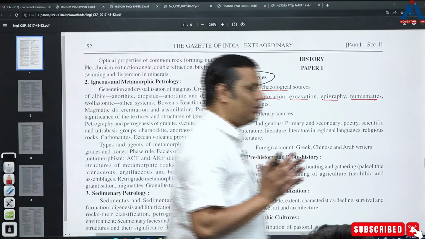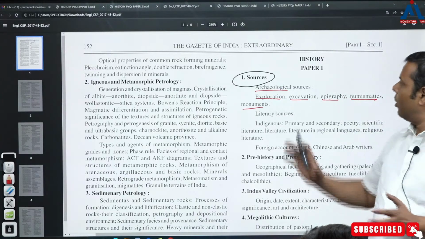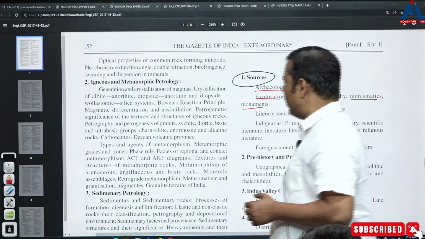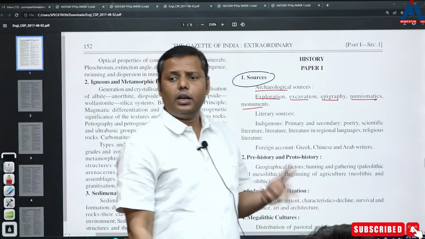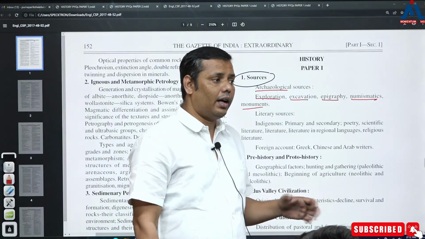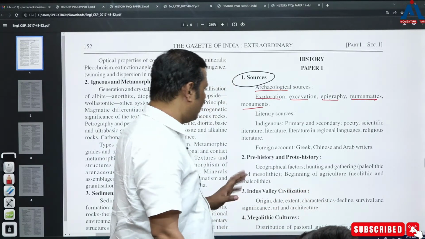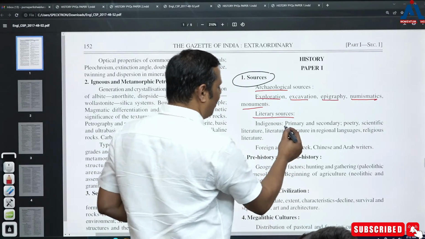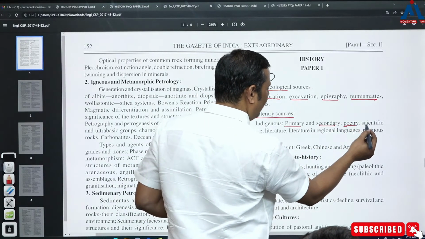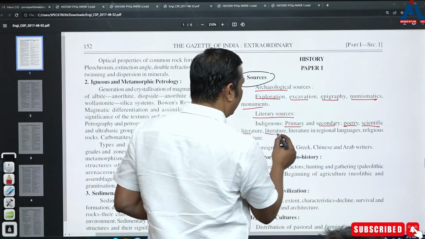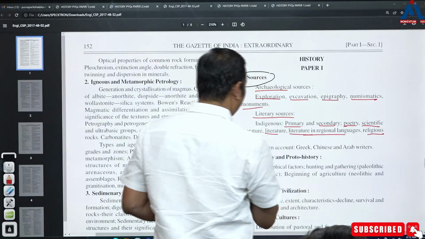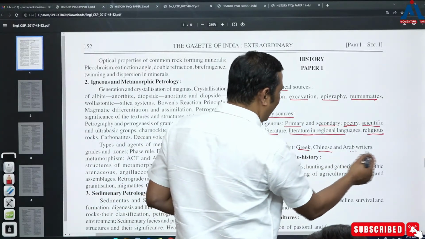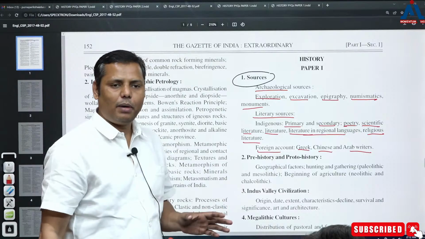Every dimension that could be there for archaeology or for archaeological sources is given here. And it's not necessary that whatever has been given here we need to cover. If you think that you have to read everything that is given, it's not important, it's not really necessary. Then it comes to literary sources, indigenous, then primary, secondary, poetry, scientific literature in regional languages, religious literature. Now they have given everything. Okay? Then it comes to foreign accounts, the Greek, Chinese, Arab. Okay? So they have included every part.